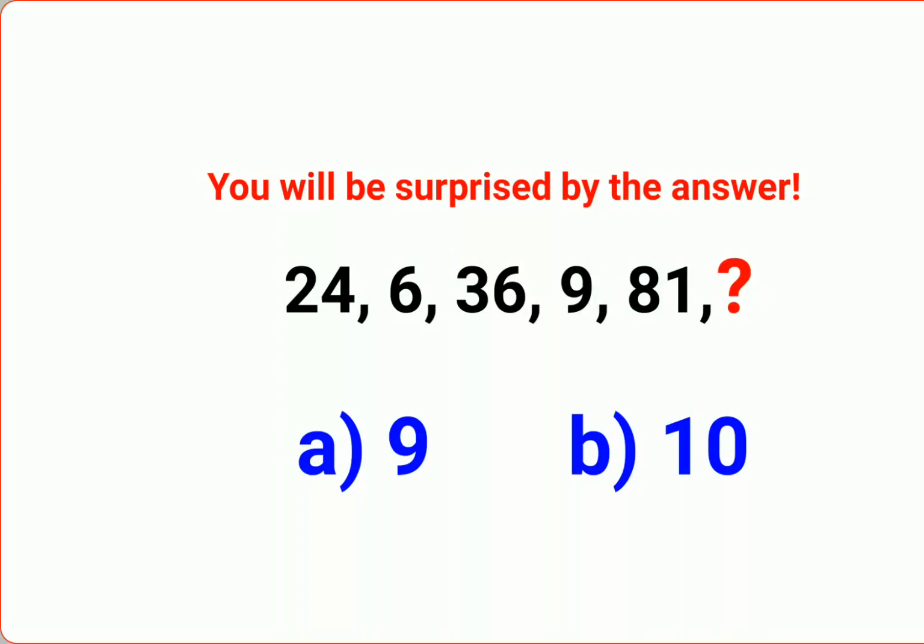So yes, a lot of people got surprised by the answer for this one. The series given over here is 24, which is followed by 6. Then we have 36 followed by 9, which is followed by 81. This looks very easy because here this is nothing but 9 square, and here we are getting 6 square.